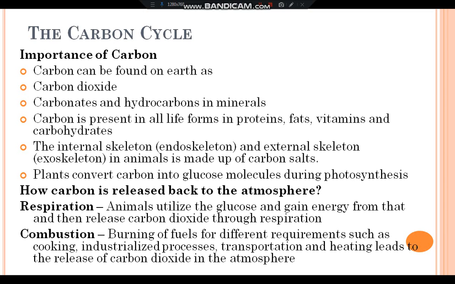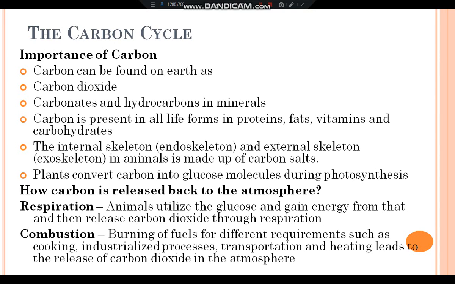Before discussing the carbon cycle, let us learn a little about the importance of carbon. Carbon can be found on earth as carbon dioxide, carbonates and hydrocarbons in minerals. Carbon is present in all life forms in proteins, fat, vitamins and carbohydrates.